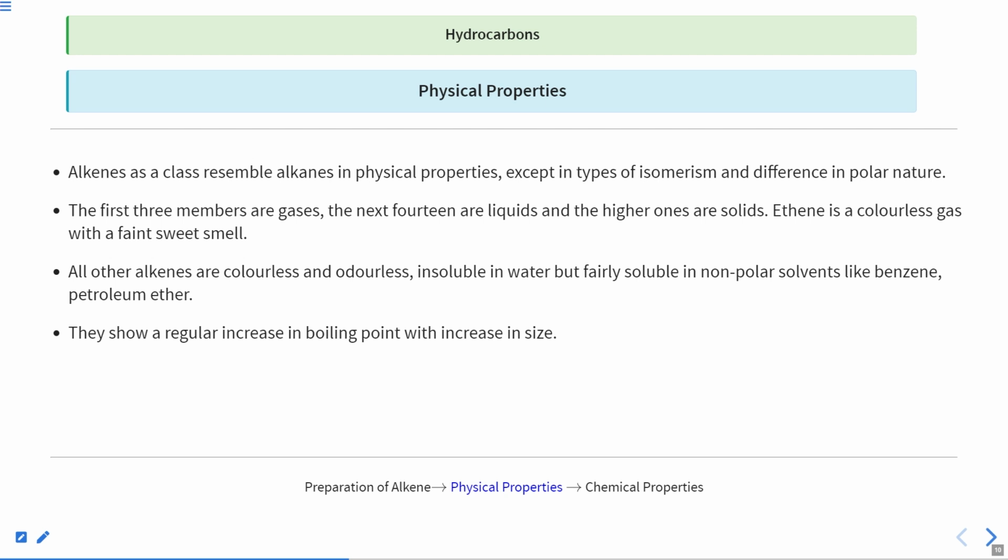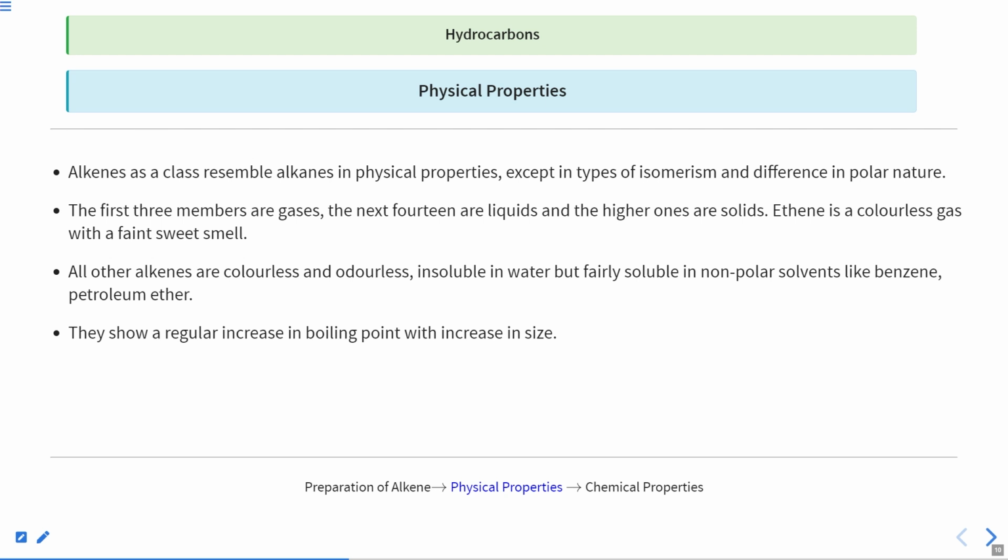Ethene is a colorless gas with a faint sweet smell. The other alkenes are colorless. If you talk about the odor, ethene is a colorless gas with a faint smell, whereas the other alkenes are colorless and odorless both. They are insoluble in water but fairly soluble in non-polar solvents like benzene, and this is obvious because they are non-polar in nature.